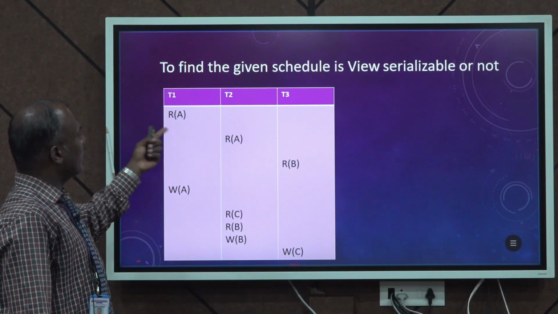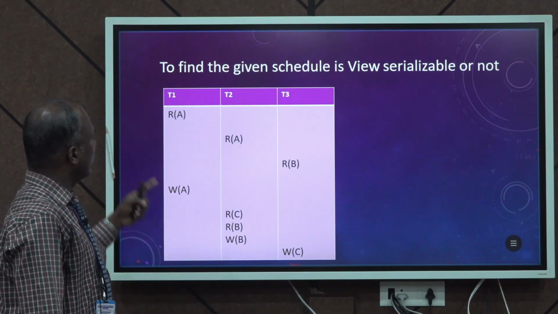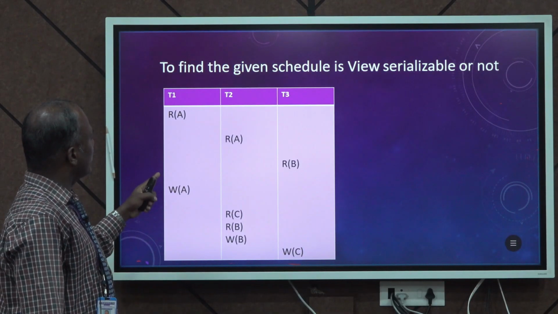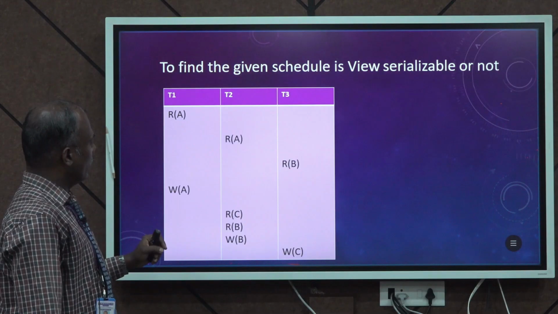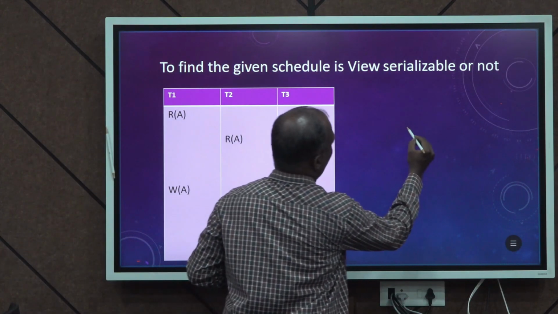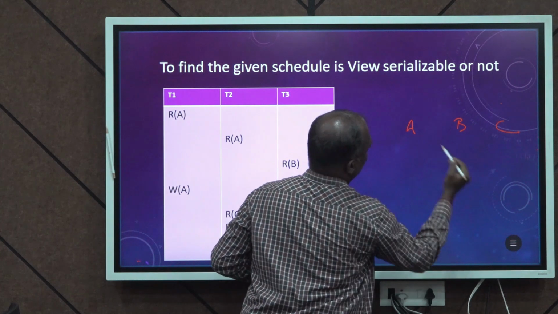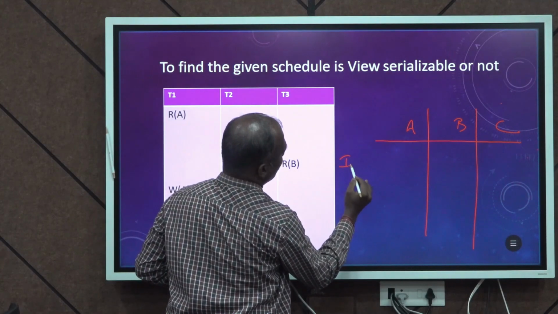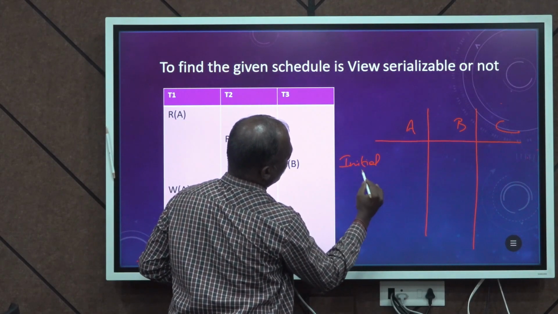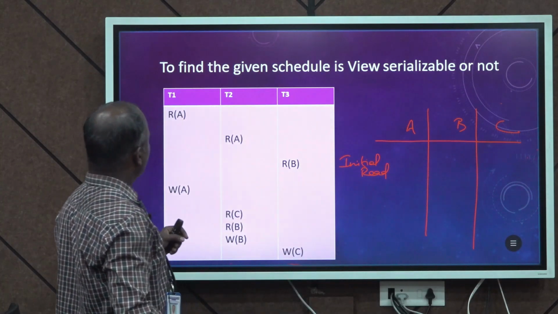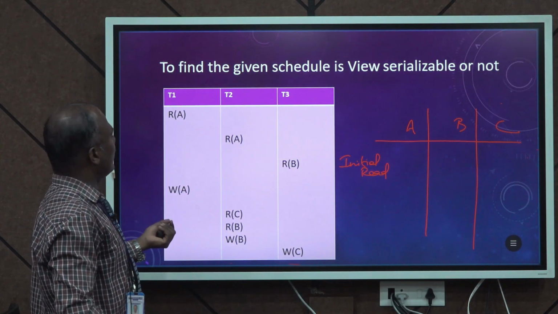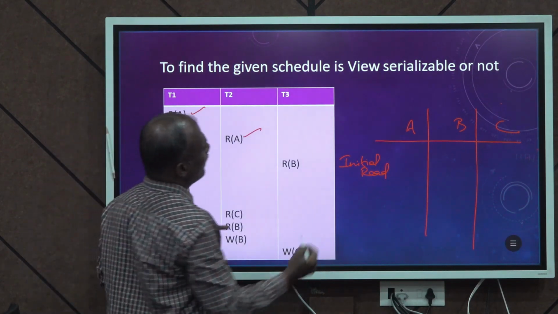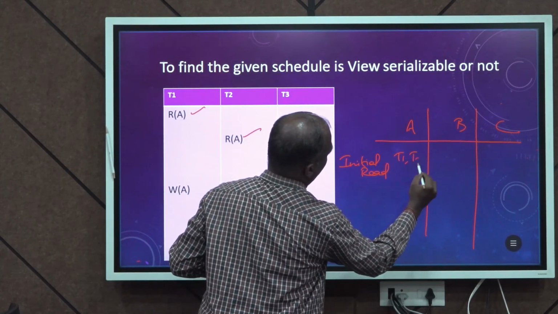Three transactions are mentioned in the given schedule: T1, T2 and T3. Three data items are mentioned: A, B and C. For the data items we have to calculate the values. First is initial read. For the data item A we have to consider the initial read. The initial read happens here and here also, so we mention T1, T2.